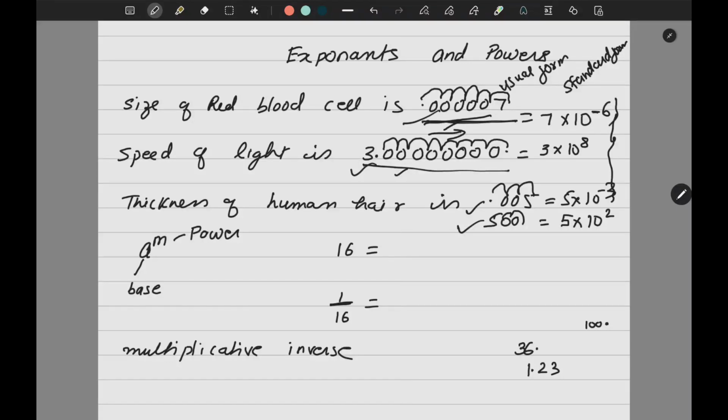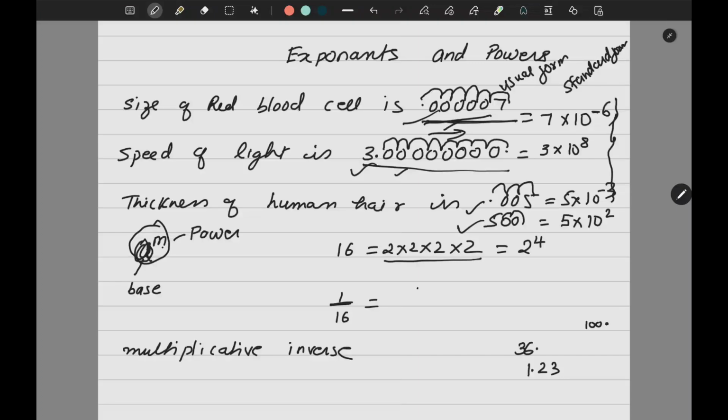Now when I write any number like this, a to the power m, this a is called the base and m is called the power. Now suppose you have 16. How can you write 16? What are the factors of 16? 2 into 2 into 2 into 2. So how many times is 2 coming? 4 times. So this is equal to 2 to the power 4.